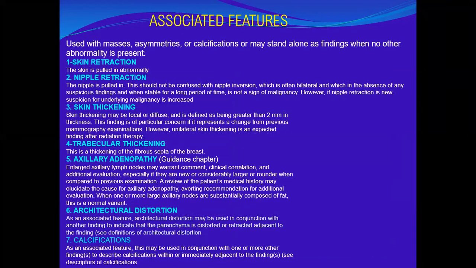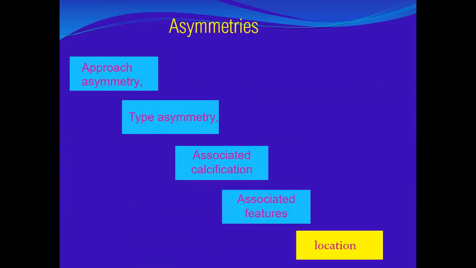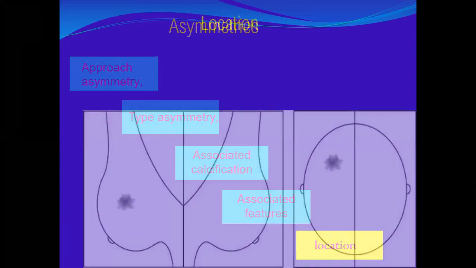We described the associated features before. Associated features can be associated with any abnormality in the breast. The same associated features as with a mass can be associated with asymmetry: skin thickening, nipple retraction, skin retraction, trabecular thickening, axillary adenopathy, architectural distortion, or calcifications, as we described. So we finish all of that. Let us go to the locations.